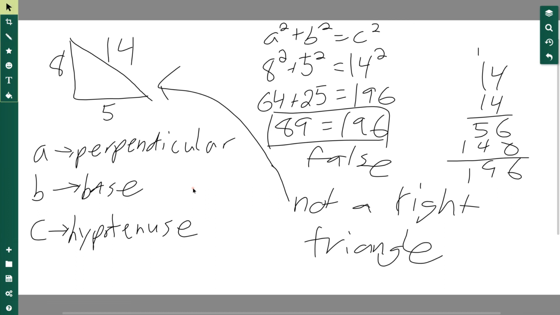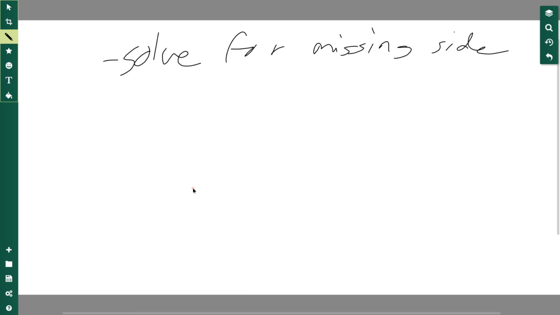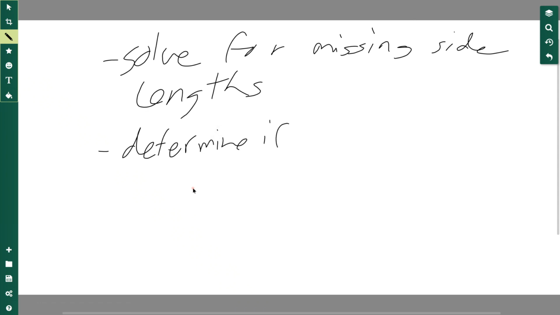So, let's quickly recap what we've learned. So, we can solve for missing side lengths, and we can also determine if a triangle is a right triangle.